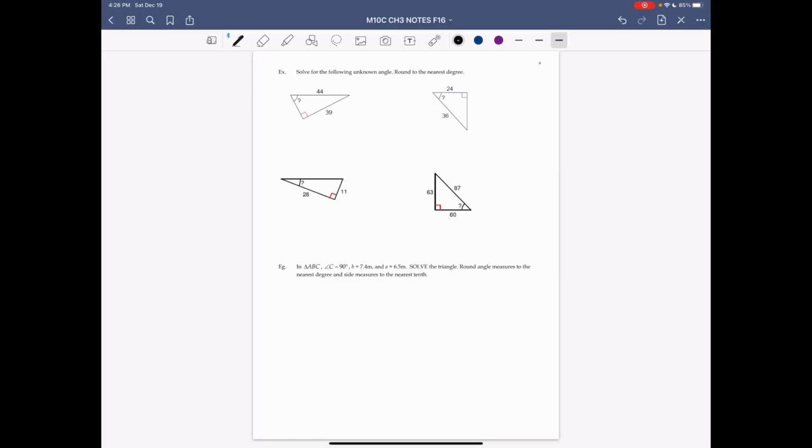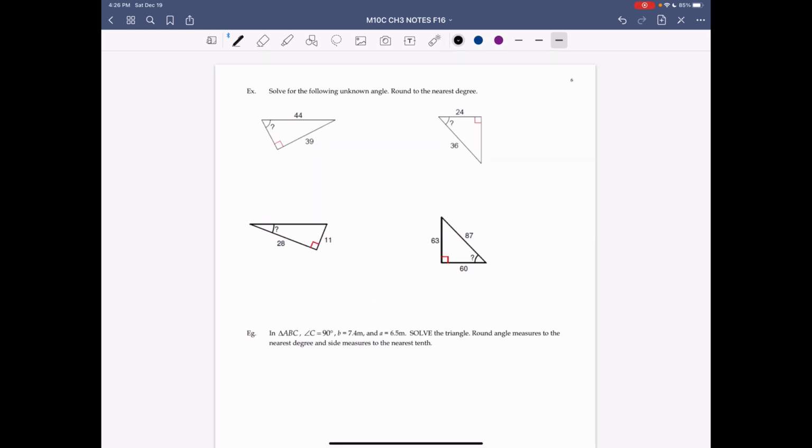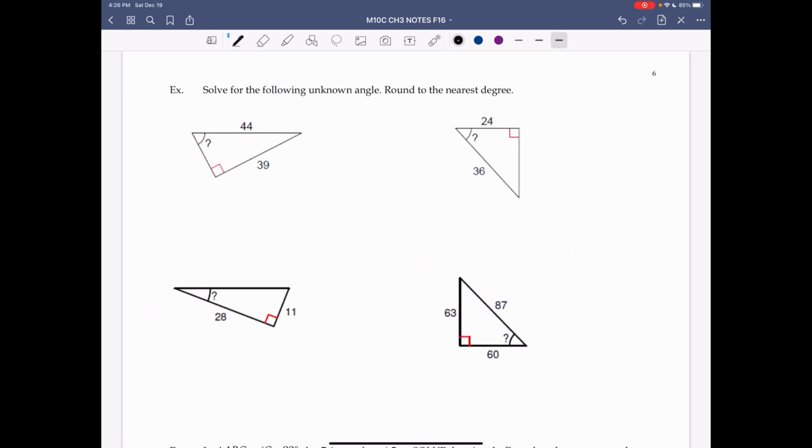Solve for the following unknown angle, round to the nearest degree. So we're going to do a similar process to the last page where we were solving for a side using trig ratios. We want to label the two sides we're given. In the first one, side 44 is across from the right angle, making it the hypotenuse. And side 39 is across from the angle we're trying to solve for, making it the opposite side. Then using SOHCAHTOA, we want to decide which trig function we're using.